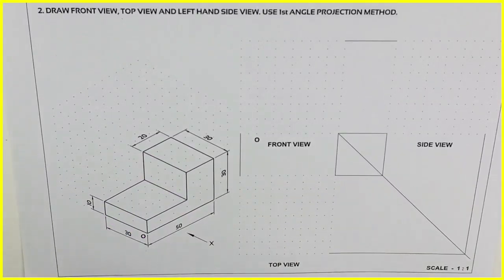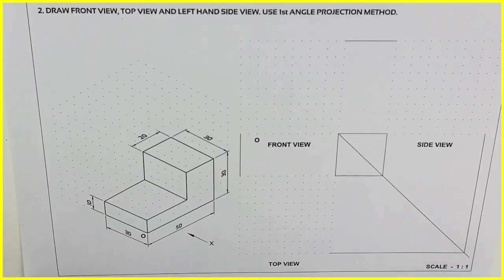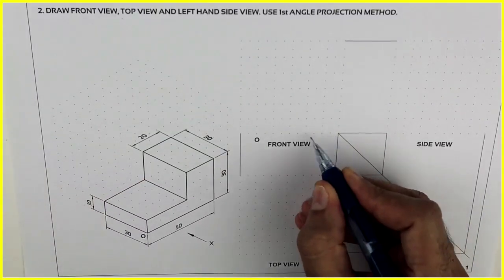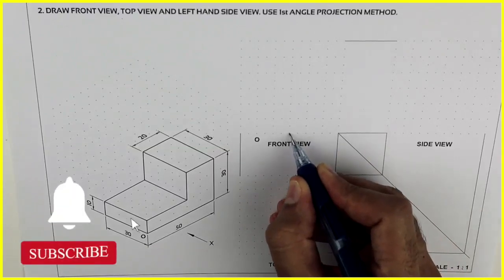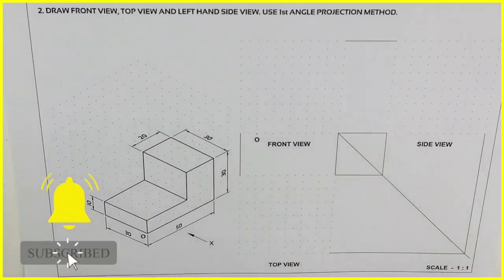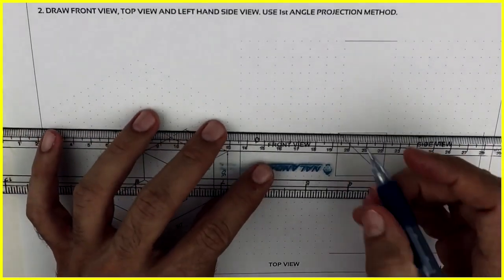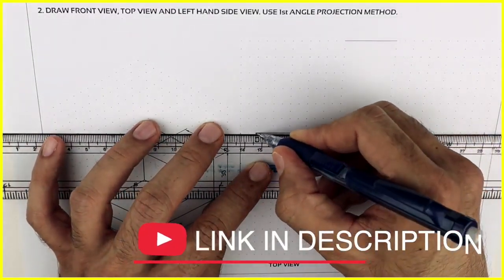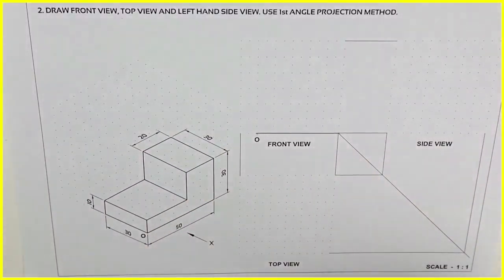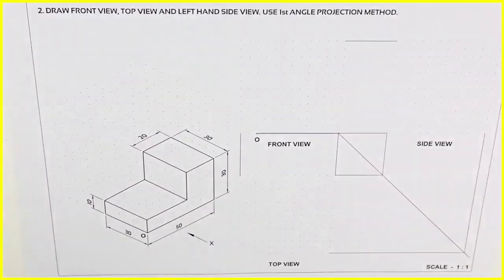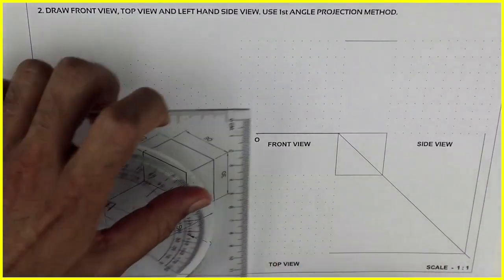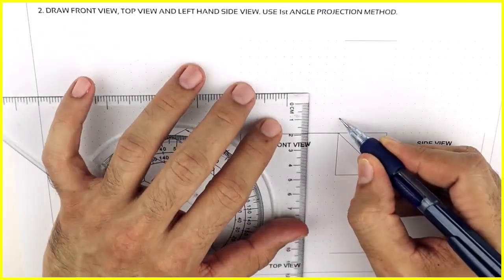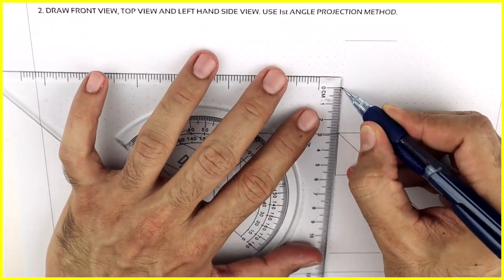Now we'll start with drawing the length, width and height box. So first we will mark 50: 10, 20, 30, 40, 50. This is a worksheet. It will be available in the description. You can download it from there. So first we will mark 50. After that, we'll take height. Height is how much? 30. So we'll mark 30: 10, 20, 30.